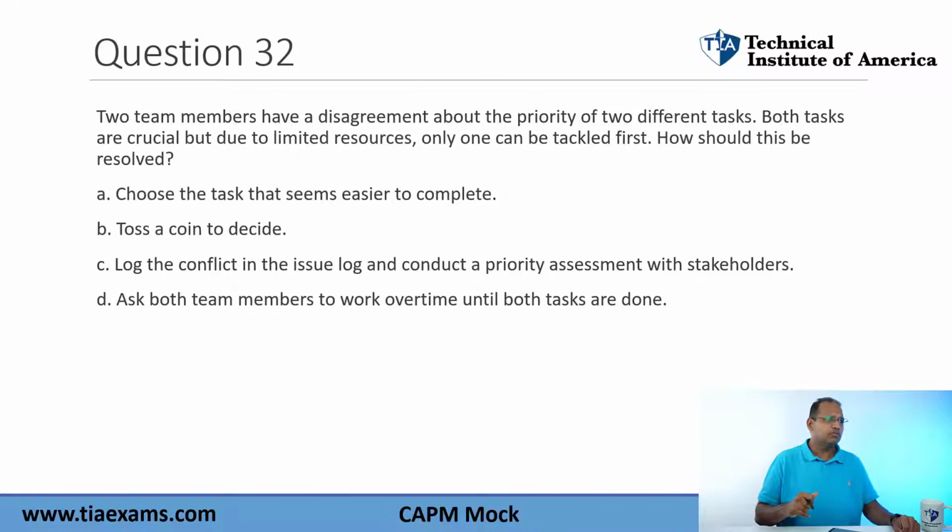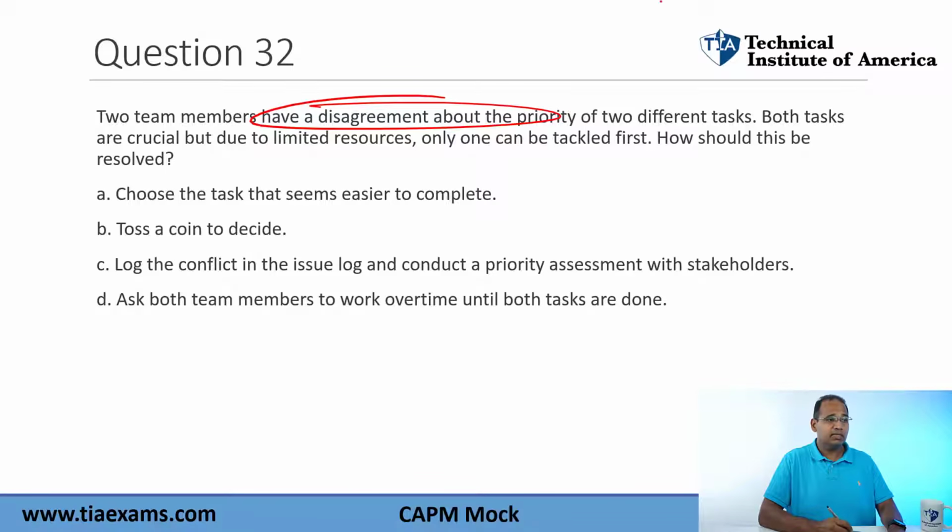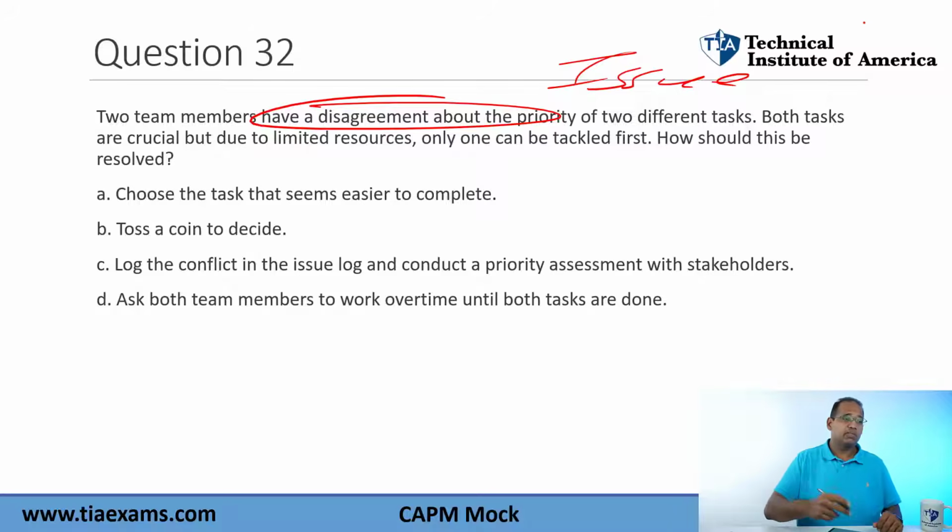Question number 32. Two team members have a disagreement about the priority of two different tasks. Both tasks are critical, but due to limited resources, only one can be tackled. How should this be resolved? Choose the task that seems easier to complete. Toss a coin. Log the conflict to issue log. Continue priority assessment. Ask both teams to work overtime. So this one, you have to know, what do you do when there's a problem? So right now, I want you guys to understand that notice they have a disagreement. So what is this now? This is going to be an issue. That's right. There's a problem going on this particular project.